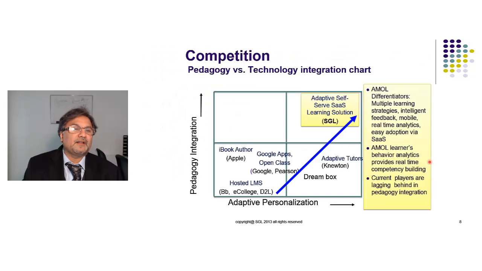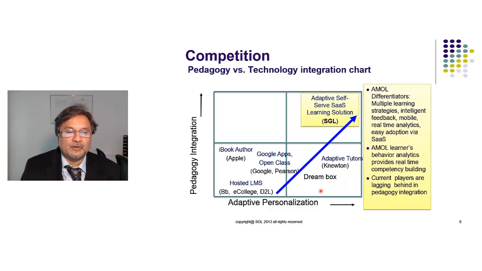So what is happening in the world of adaptive learning? Yes, we do have some competition. However, we are the only organization which is now providing self-serve software as a solution. So you could be anywhere in Europe or in any other part of the world. You can access the tools that we have generated, and based on those tools, you can create very sophisticated adaptive learning courses.